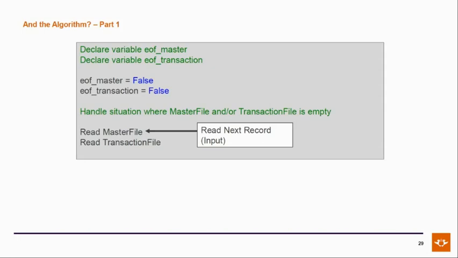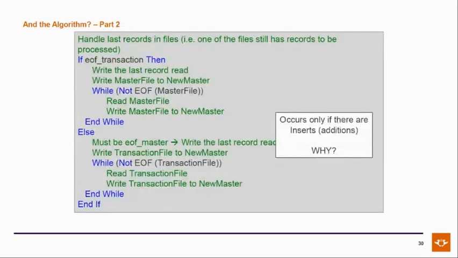So the first thing is you need to declare two variables. You need to declare the end of file master and the end of file transaction, which both will be false when you start to read the file. Now, before you continue, you first handle a situation where either one of these files is empty, and then you continue from there on. So you read from the master and you read from the transactional file, and the read next record is your input into your system.